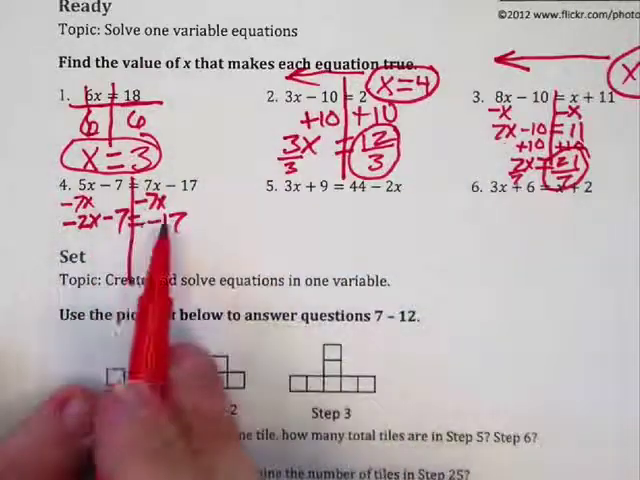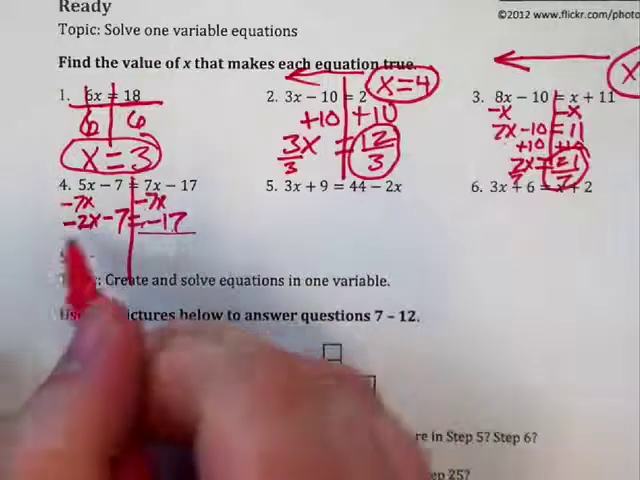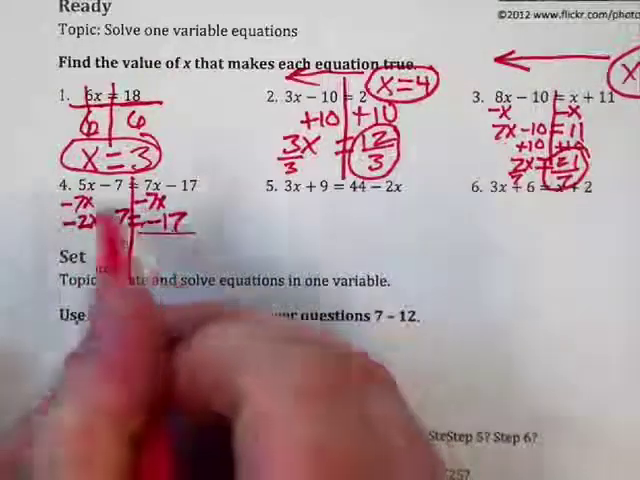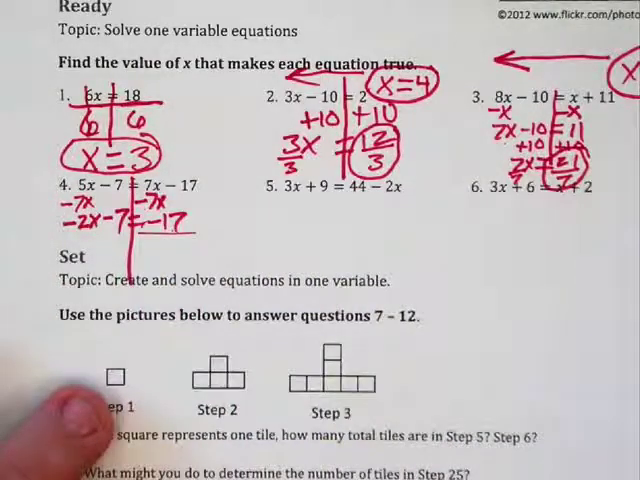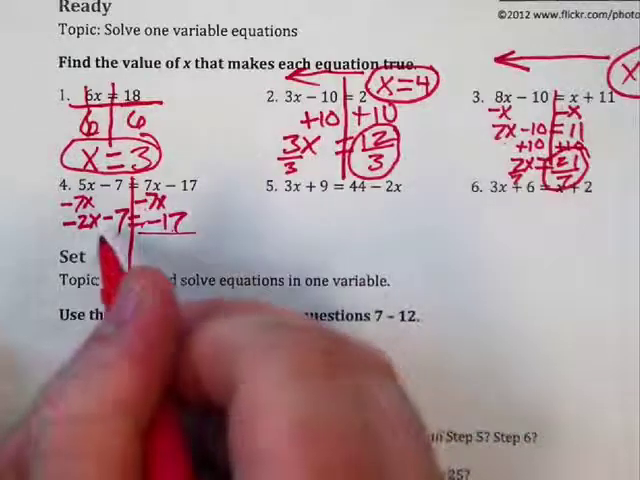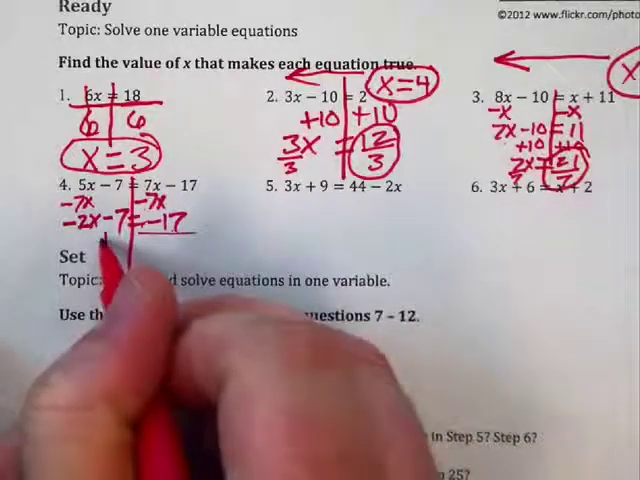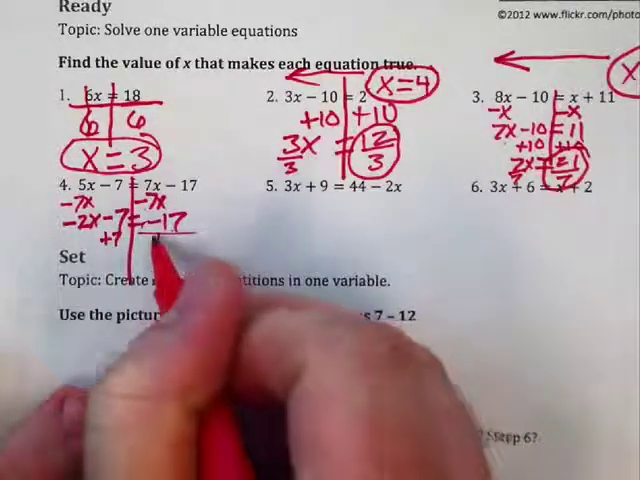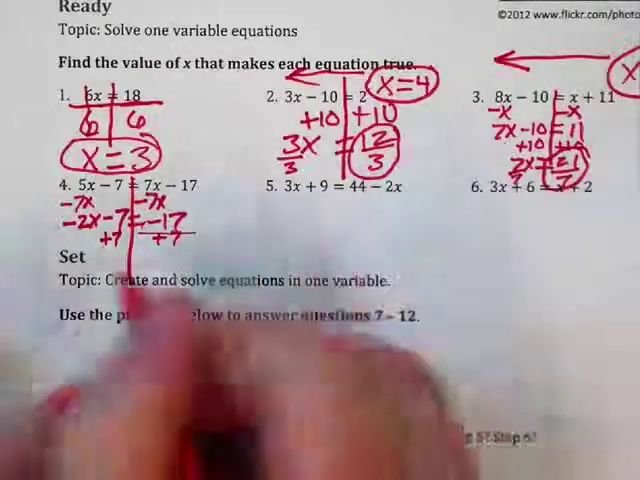Are all the x's over now? Yes, we don't have any more x's. And we look at this side. Are we all alone so we can divide? The answer is no. We have this minus 7. So we're going to do the opposite and add 7 to both sides.